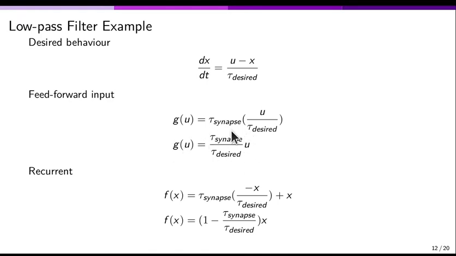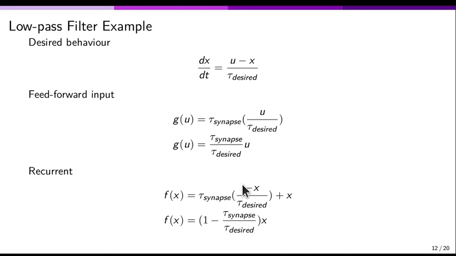For the recurrent connection, there's going to be some neural population representing U and another neural population representing X. So this recurrent connection is a connection from the neural population representing X back to itself. And all I do is take the part of this equation that's about X, negative X over tau desired, multiply it by the tau of the synapse, and add X. And maybe I do some rearranging if I feel like it. Those are the same. That tells me what function I should approximate on my recurrent connection.